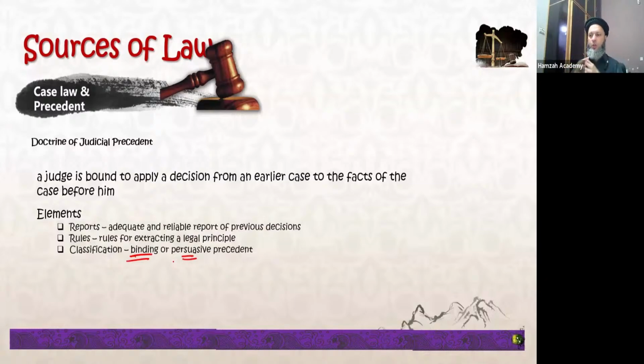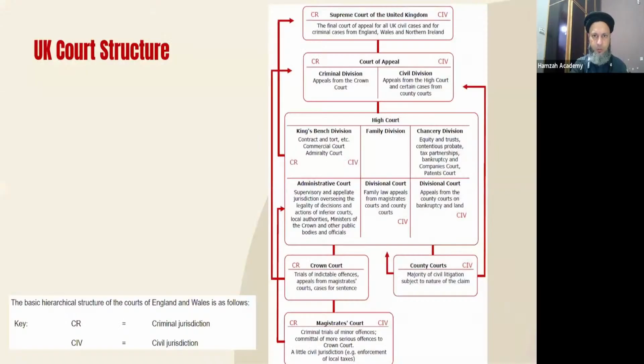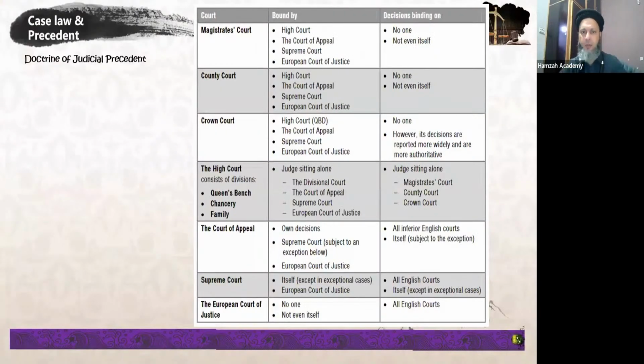Now, in order to understand the binding precedent, you need to recall the hierarchy of the structure. Let me first take you to that, and then I'll come to this. This is the diagram. Here you see magistrate court, county court, and crown court. If you remember, we said that these are the lower courts.